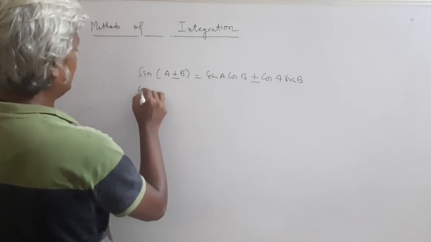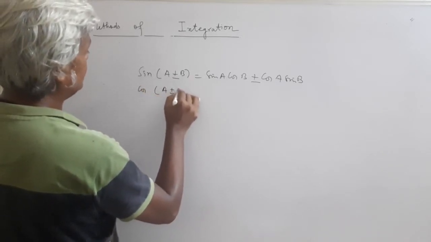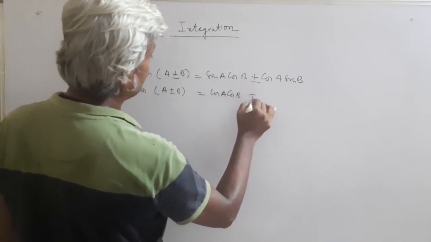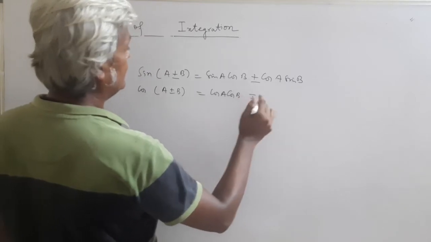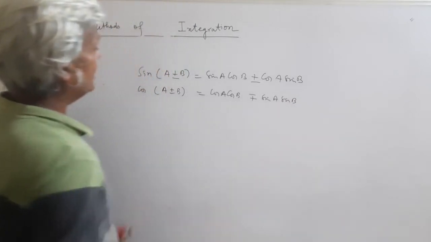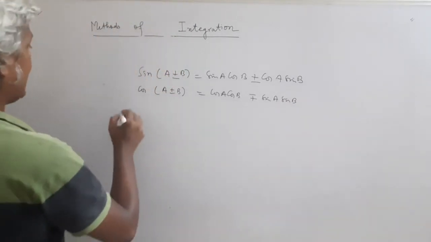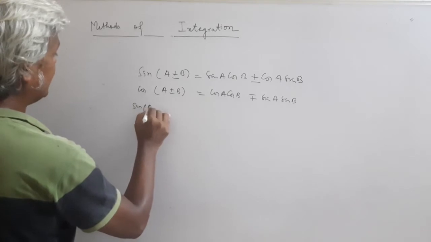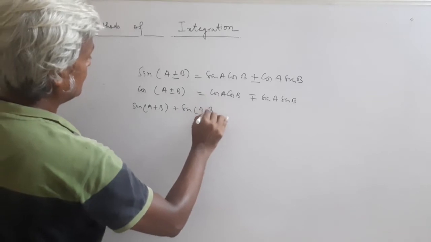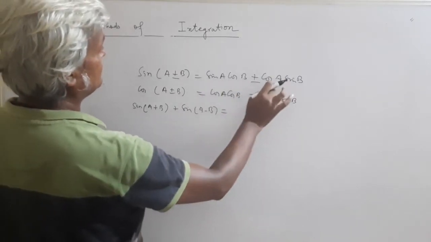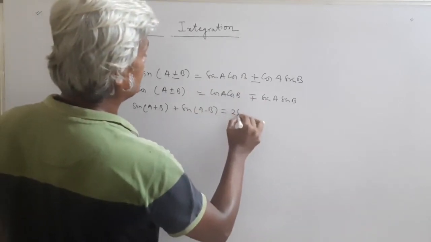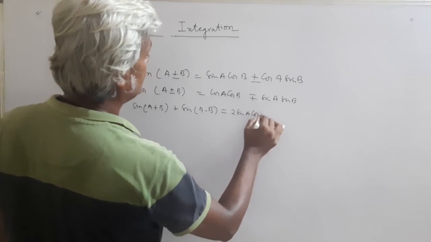Same way, if you go for cos A plus or minus B, you have cos A cos B, and when you have plus here, there will be negative, and sine A sine B. Okay, now if I add sine A plus B with sine A minus B, then these two terms, plus and negative, will cancel, so you will have only 2 sine A cos B.